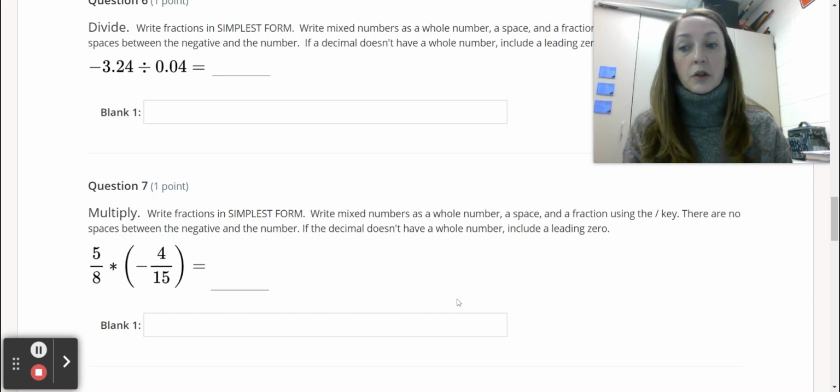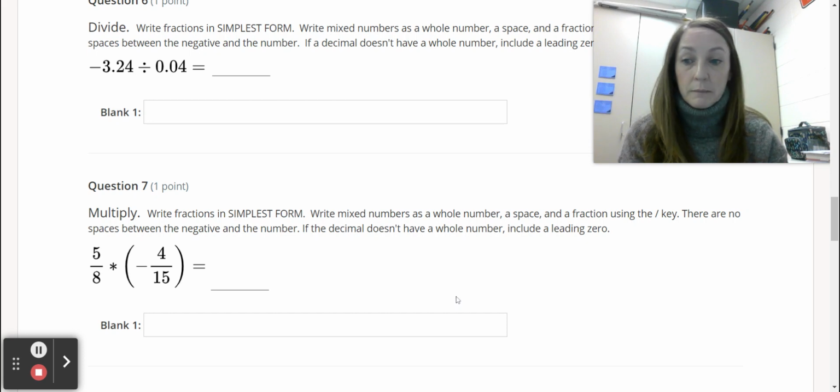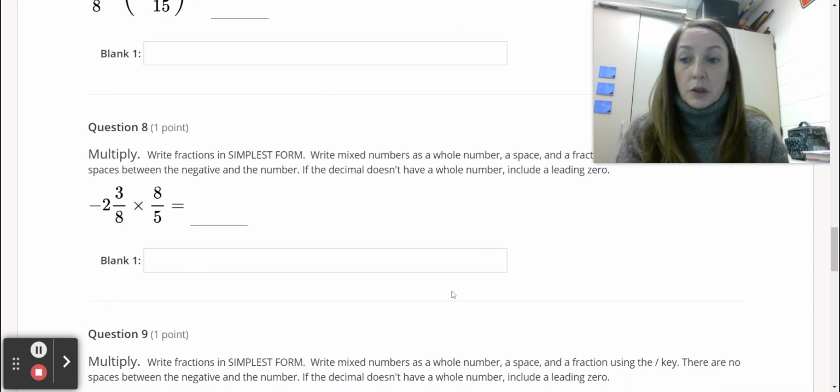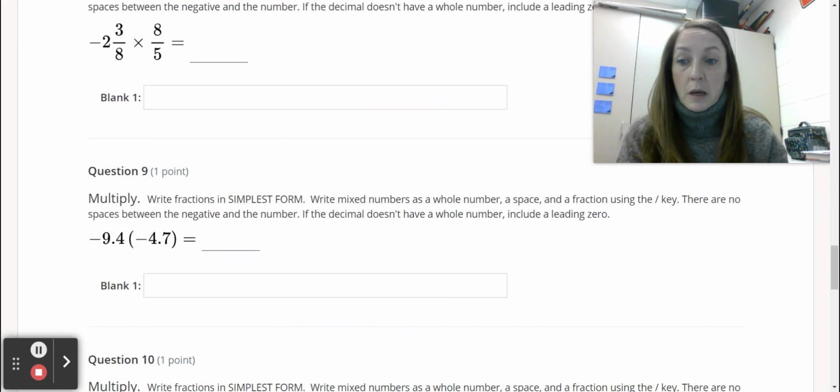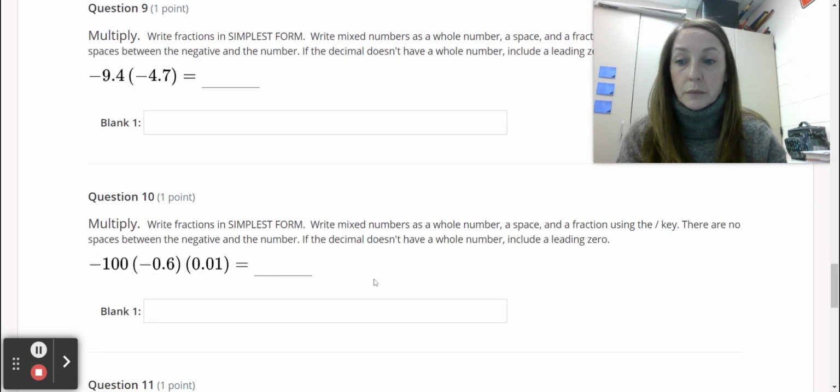Question number 7 is fraction multiplication. Don't forget, the rule is just top times top over bottom times bottom. Simplify if you can. Question 8, fraction multiplication. Don't forget to make a mixed number improper. Question 9 is also multiplication. When there is no sign, we use multiplication. So this is negative 9.4 times negative 4.7.